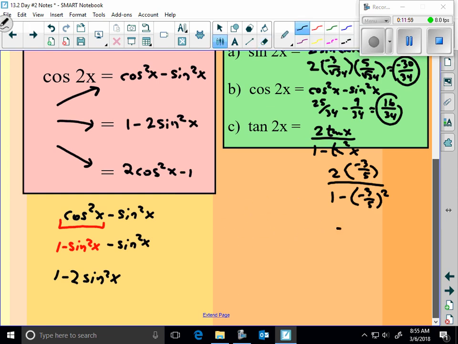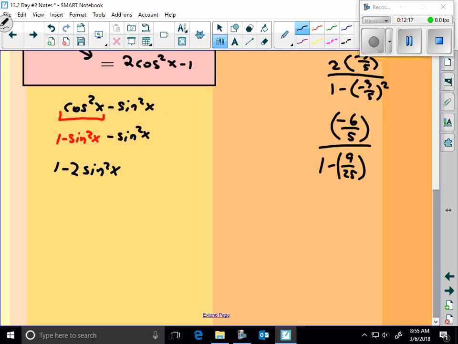So that'd be negative 6/5 over 1 minus 9/25. Oh, yeah, so 1 minus 9/25. So I've got some more work to do. Okay, so this would be 25/25. So that'd be negative 6/5 over 16/25, I believe. Yep. So if I multiply by the reciprocal, it'd be 25/16.